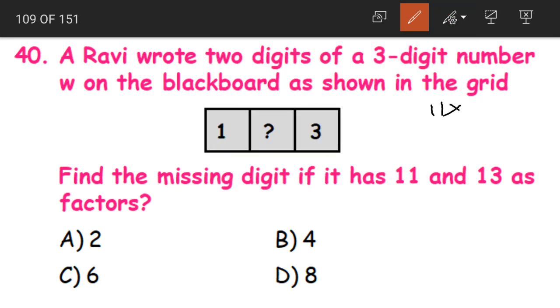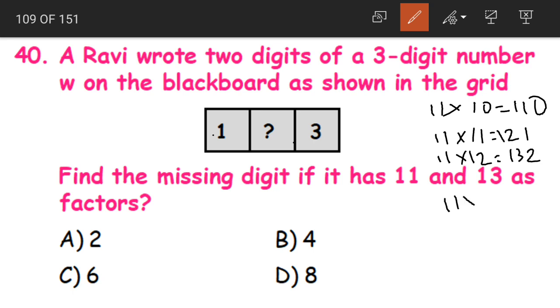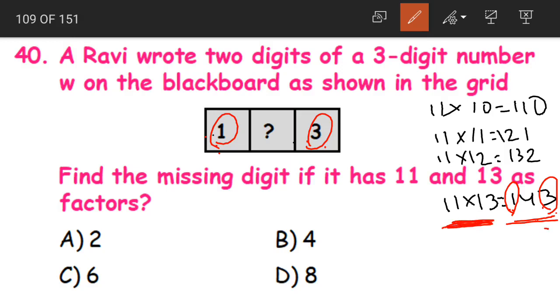If you look at the 11 table, 3-digit numbers start from 11 tens are 110. Then we have 11 11s are 121. 11 12s are 132, and then we have 11 13s are 143. Now if we compare both the numbers, the given number has 1 in the hundreds place and 3 in the units place, and the number here also has 1 in the hundreds place and 3 in the units place. And how did we get it? 11 into 13 is equal to 143.